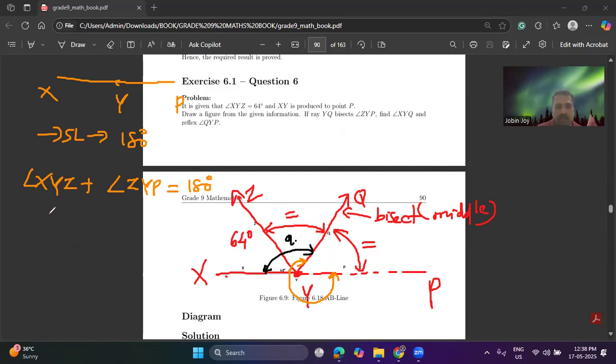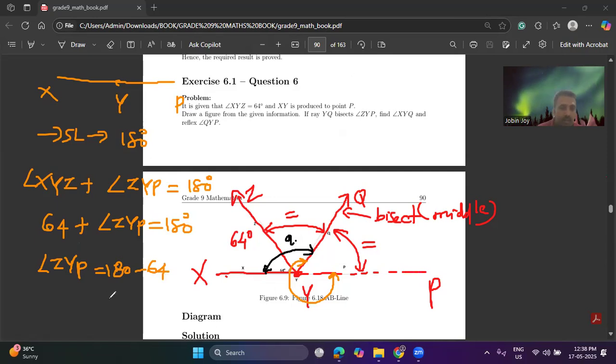We know that XYZ is 64 degrees. 64 plus angle ZYP is equal to 180 degrees. So angle ZYP is equal to 180 minus 64. What is 180 minus 64? You will get 116 degrees. So I will mark here ZYP, from here to here, this angle. Angle ZYP is 116 degrees.